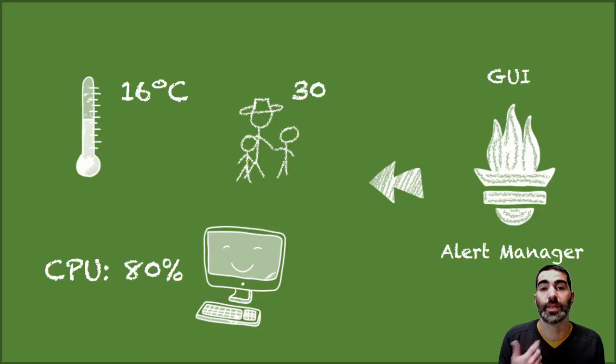Another thing that Prometheus provides is a graphical user interface that allows us to check the values of the metrics through time, and we also have an alert manager that allows us to trigger alarms in case we define a threshold. So it's a very interesting tool.